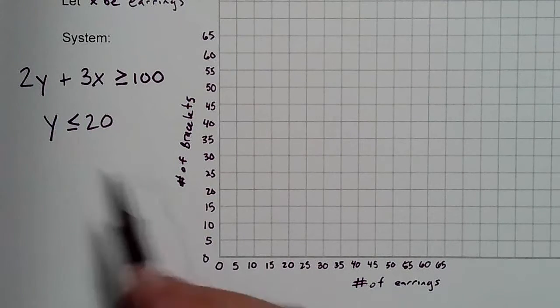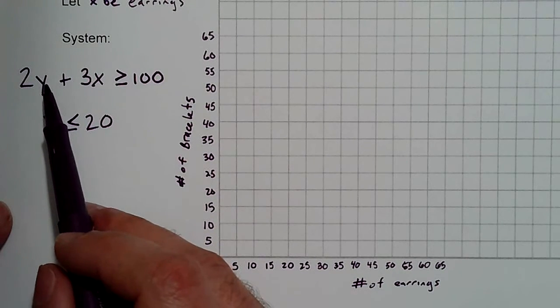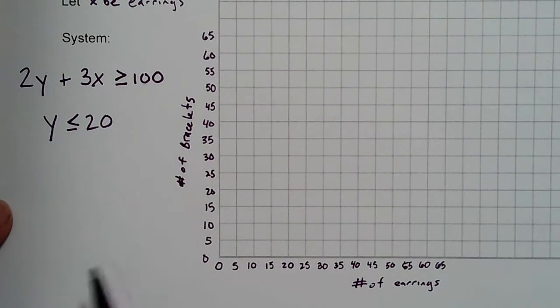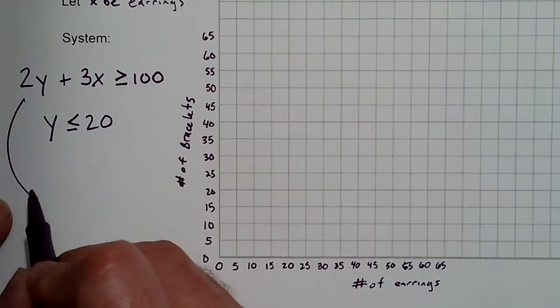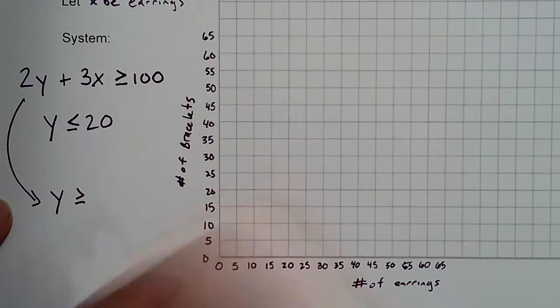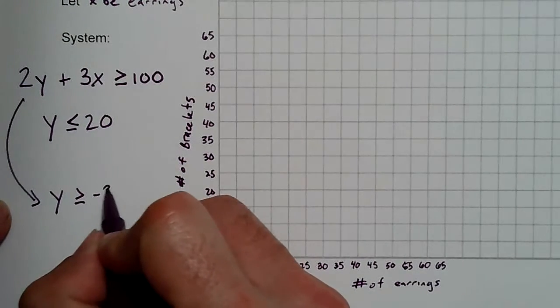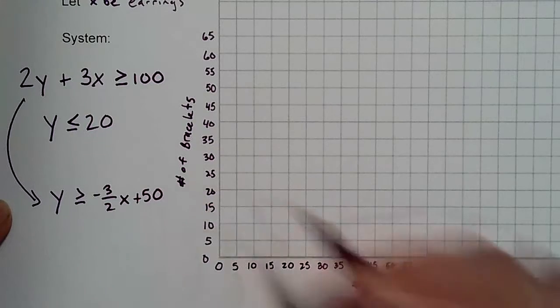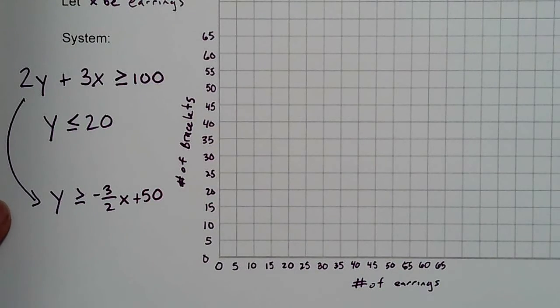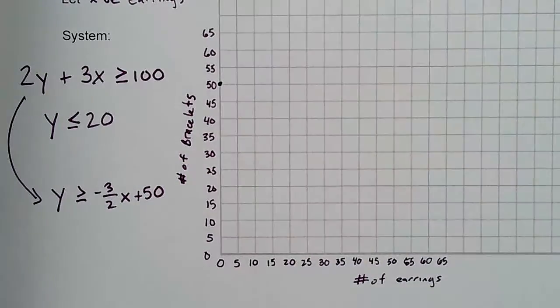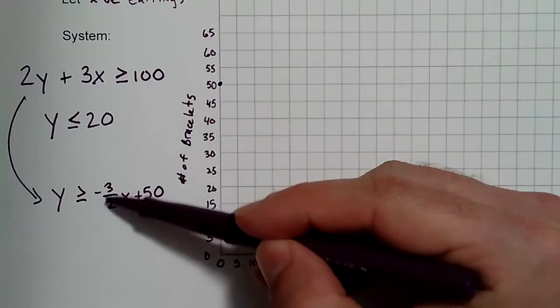First one, not in slope-intercept form, so we're going to change it to slope-intercept form. We're going to subtract 3x and then divide by 2. That's going to transform to y is greater than or equal to negative 3 halves x plus 50. So we're going to go ahead and graph that. I start at a y-intercept of 50, down 3, right 2.